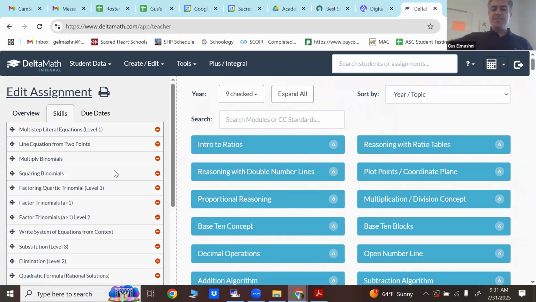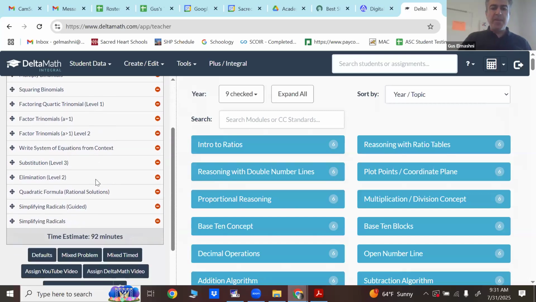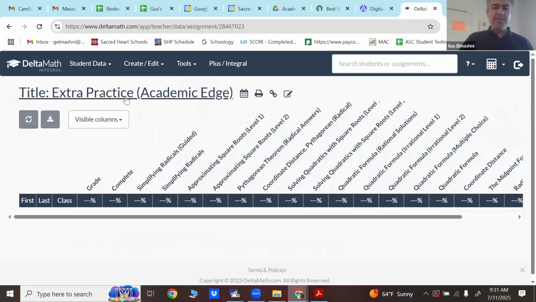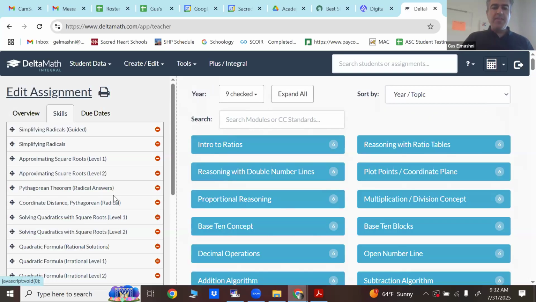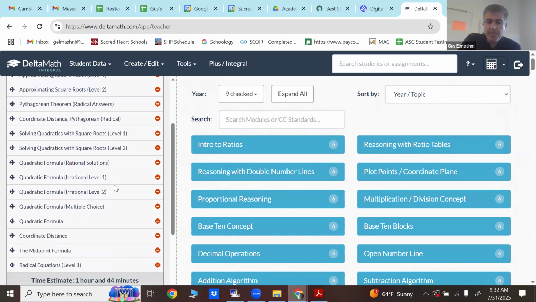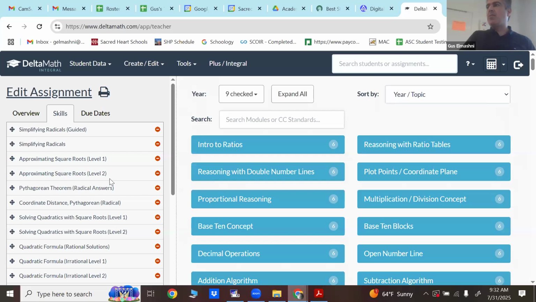But here are the skills, right? Like multiply binomials, squaring binomials, factoring, substitution, elimination. You can see all those skills there. But I made a new one, extra practice. I share this with everybody. Ultimately, I'd like you guys to join this new group I made, and this has quad form, solving quadratics. Might be some repetition from this other summer assignment. So Jake, you finished it, right? And who else finished it? You did. If we have some time, you can do the extra one.